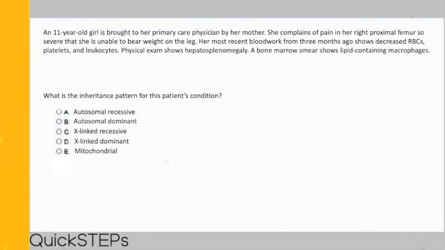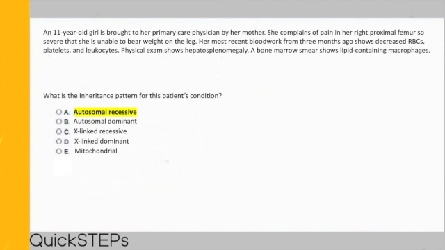Gaucher's disease is what? Is it autosomal recessive? Is it autosomal dominant? Is it X-linked recessive, X-linked dominant, mitochondrial? Yeah, like we said, it's autosomal recessive. All the lysosomal storage diseases are all autosomal recessive except Fabry and Hunter syndrome.